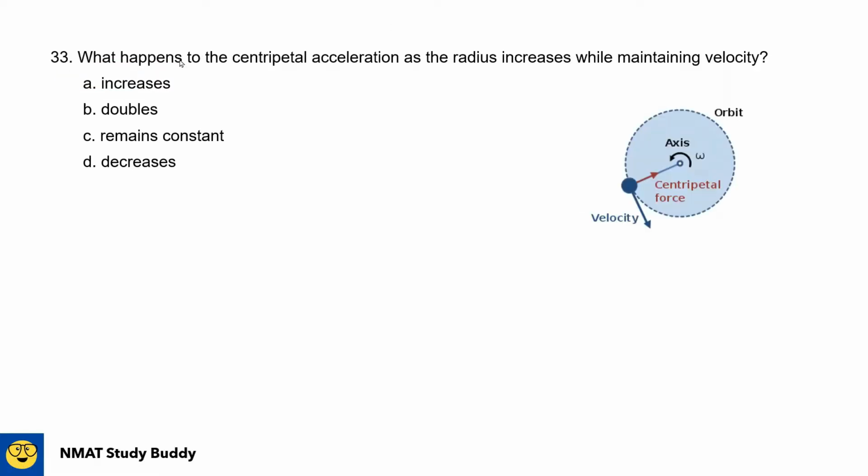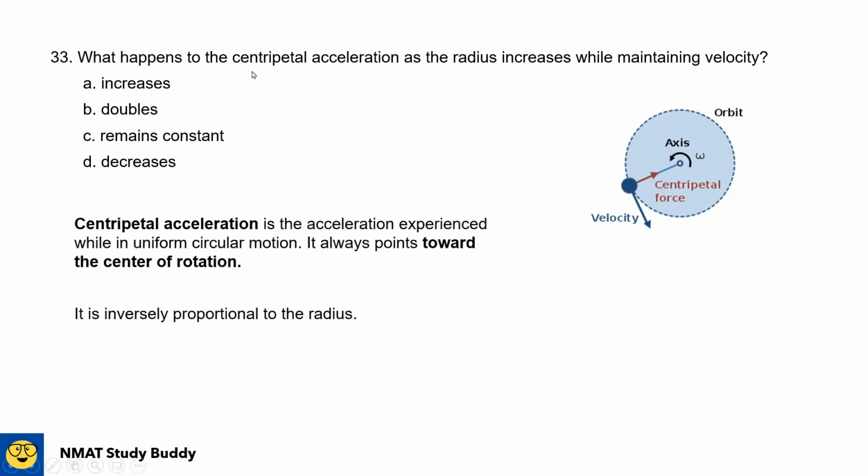Number 33, what happens to the centripetal acceleration as the radius increases while maintaining velocity? So, i-define muna natin yung centripetal acceleration. Yung centripetal acceleration, it is the acceleration experienced while in uniform circular motion. So as you can see here, meron tayong mass na umiikot in circular motion. Tapos sabi, yung centripetal acceleration daw always points towards the center of rotation. So yung centripetal force, yung formula niyan is mass times acceleration, itong object. So yung acceleration, lagi siyang towards the center.